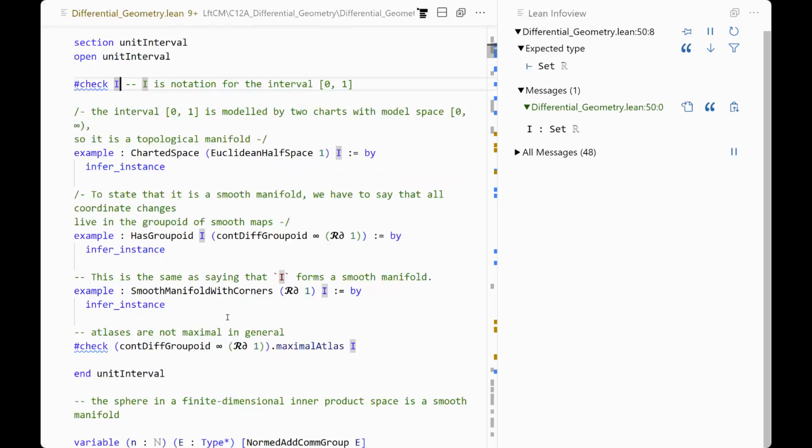So this is saying that things are... and I'm intentionally not showing you the definitions just yet because I want to talk a bit later about the design decisions. So in Lean, we're not assuming that the atlases of a manifold are maximal. In fact, this charted space for the interval contains, I think, only two charts, because you need two charts to deal with the two boundary points.